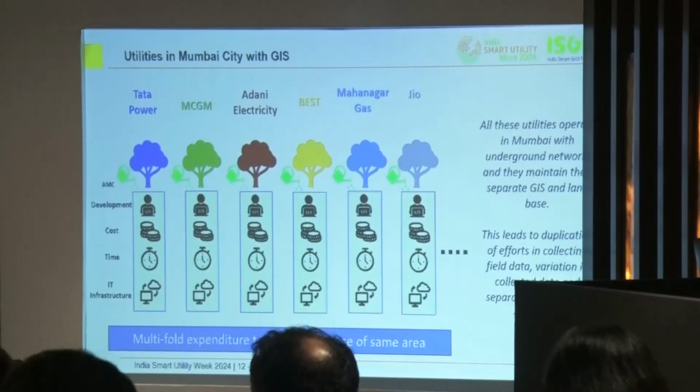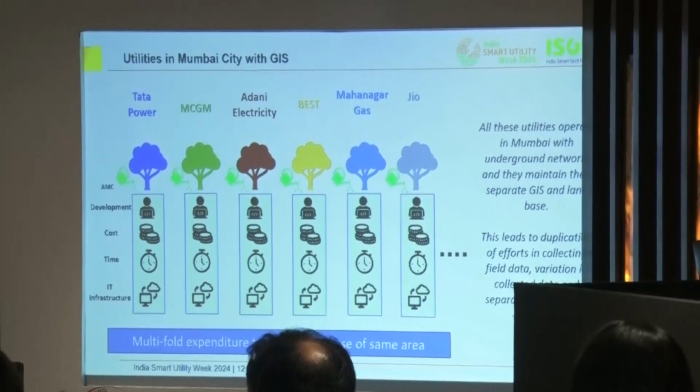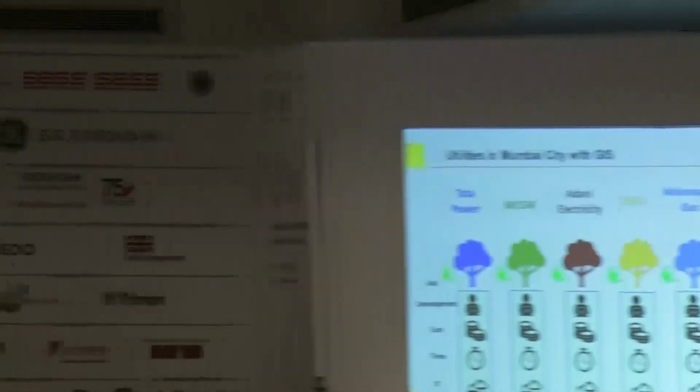So all the utilities in Mumbai are maintaining their own GIS, like Tata Power, MCGM, Adani, BEST, Mahanagar, and Jio. So they incur multiple AMC costs, development cost, time, and IT infrastructure. So it will lead to duplicate efforts in collecting field data and other variation data related to land base as well as their own utility.